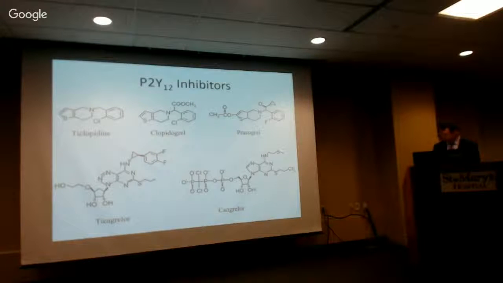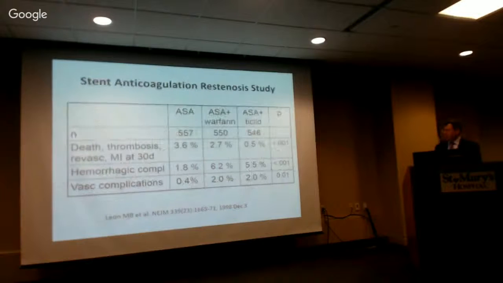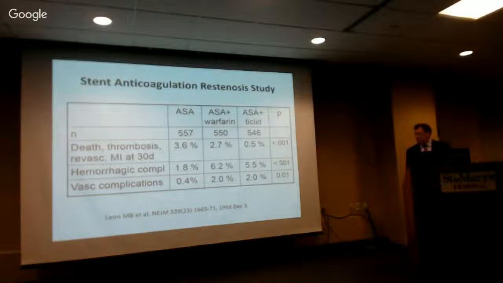The first one that was approved that's been around for quite some time is Ticlopidine, or Ticlid. And the interventional cardiologists have been using these drugs since the late 90s for coronary stents. Before that, it was mostly used to prevent ischemic stroke.